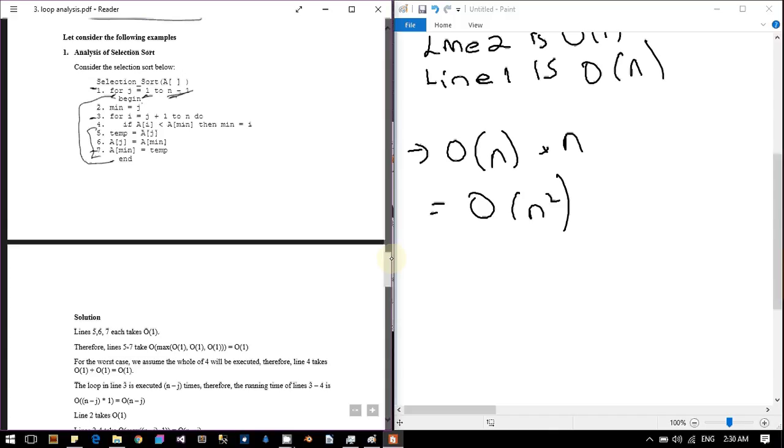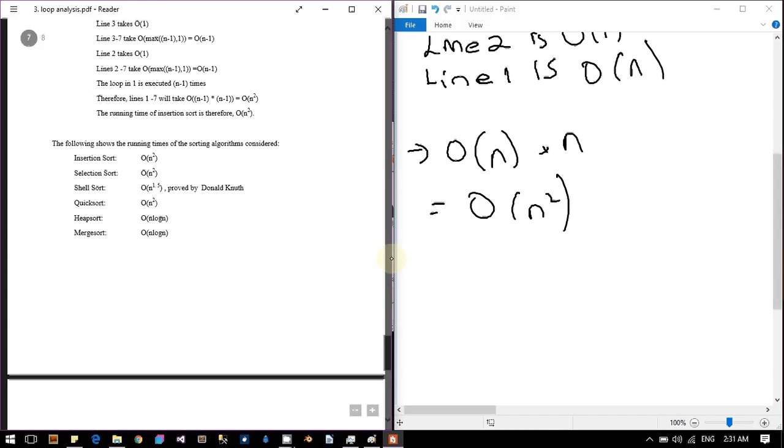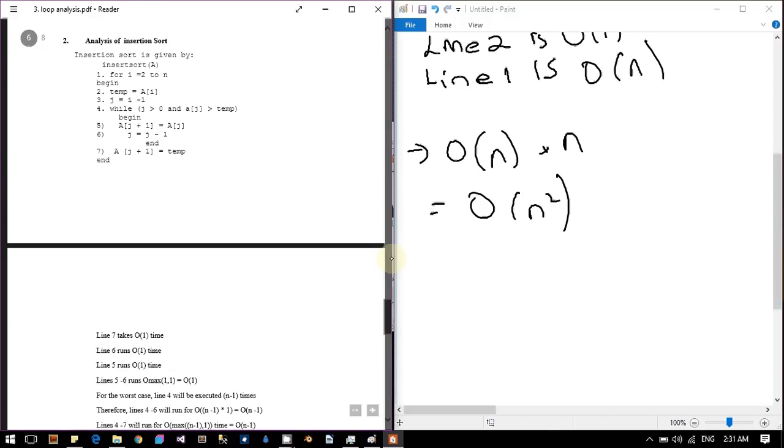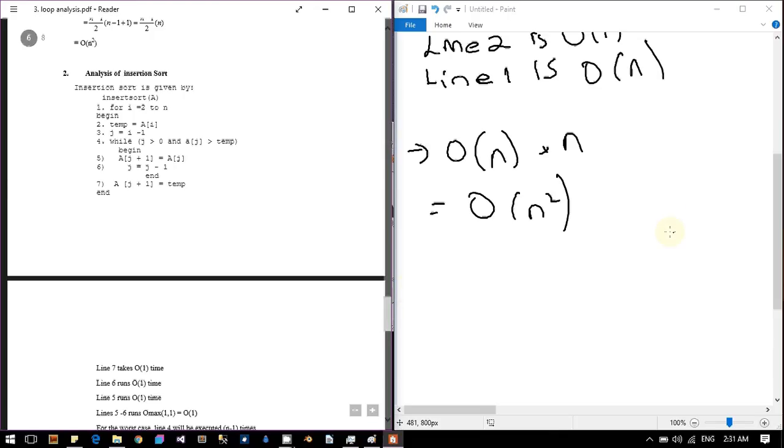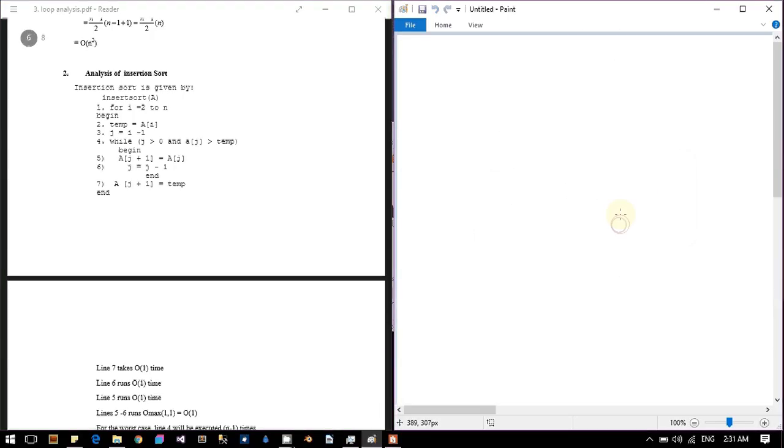Okay, so look at our second example. I believe this is our second and last example, and that's the insertion sort. So the insertion sort, we start again. Line 7 is a simple assignment. Is of what? Order 1.